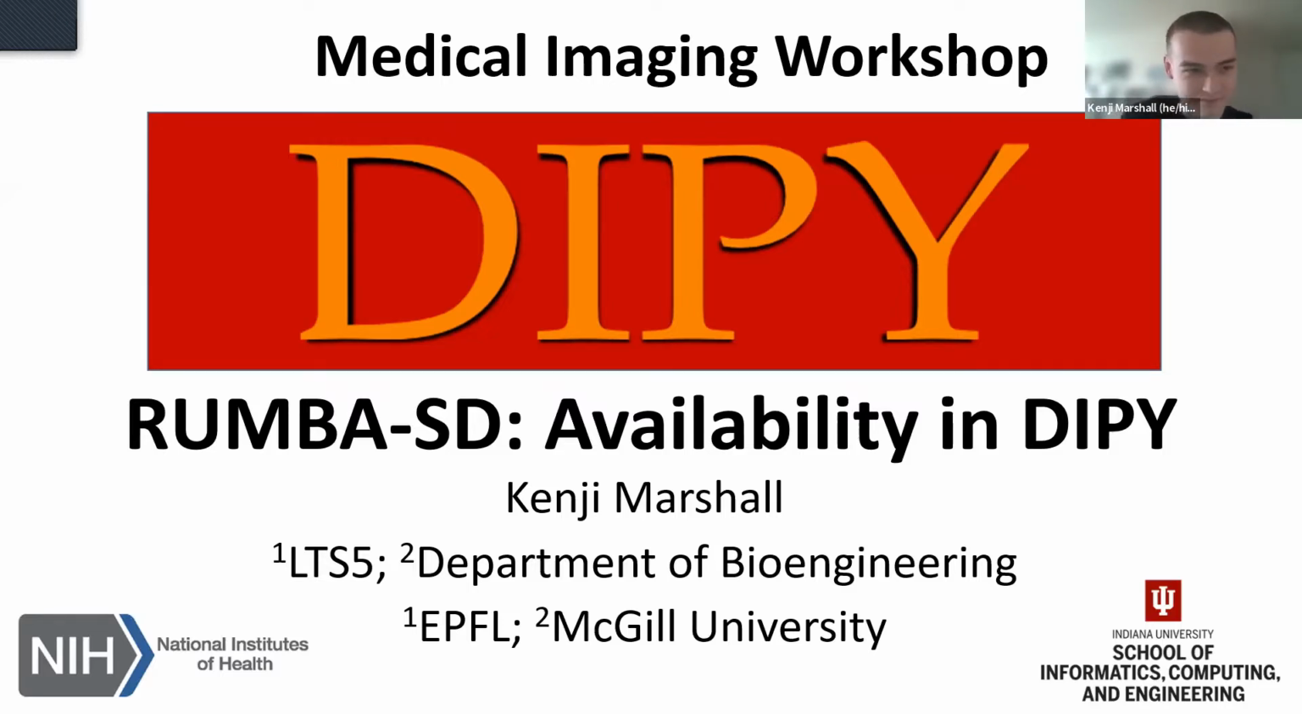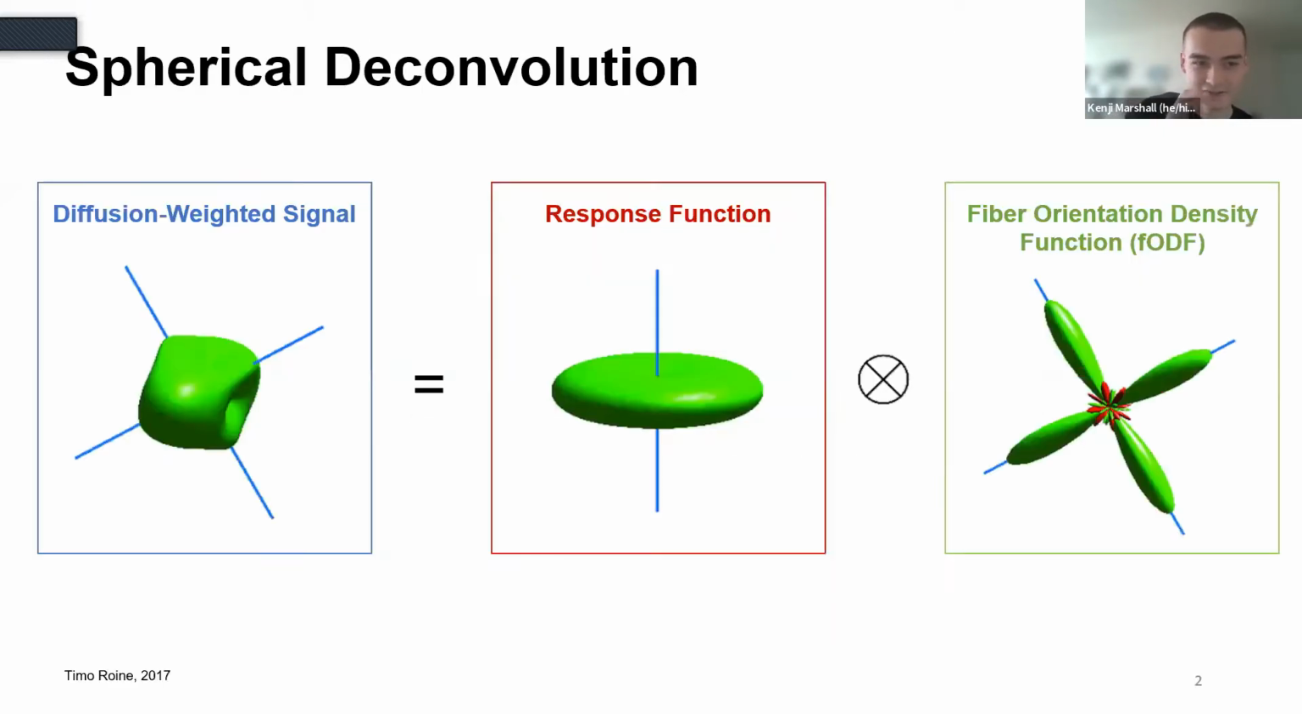Okay, so we will start from the basics. So spherical deconvolution, this is something I'm sure you are all, for the most part, familiar with. This is an approach to local reconstruction where we can frame our diffusion-weighted signal as being the result of a convolution between some single fiber response function and our fiber orientation density function, our FODF. Now in local reconstruction, we want to move from the signal to the FODF, and so this amounts to solving this deconvolution between the signal and the response function.